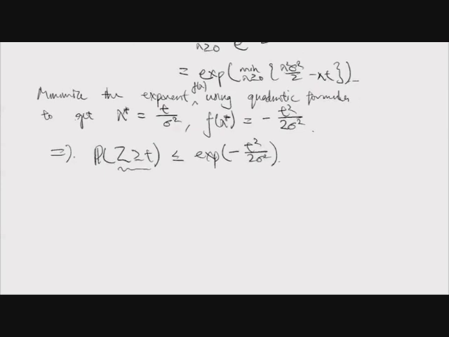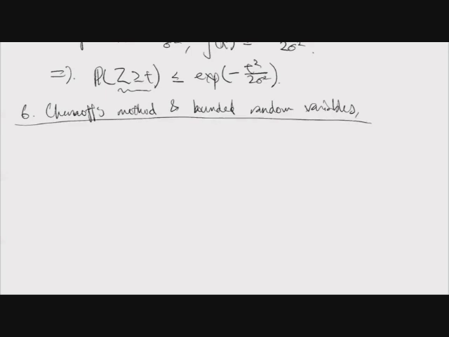And that's going to be the topic of the next section, which is applying Chernoff's method to bounded random variables. The crown jewel in this application is the so-called Hoeffding's inequality.